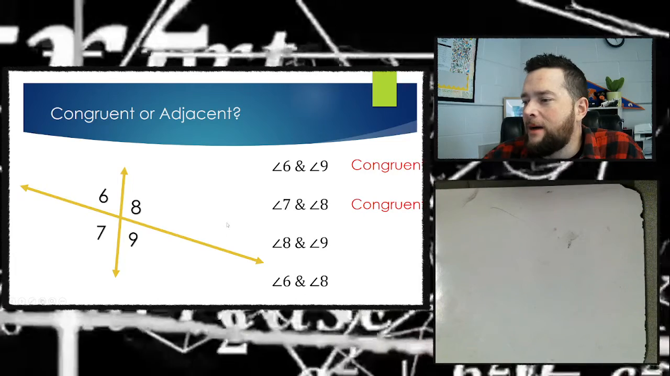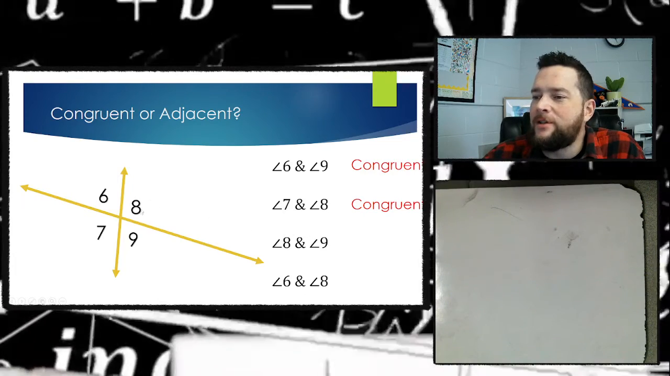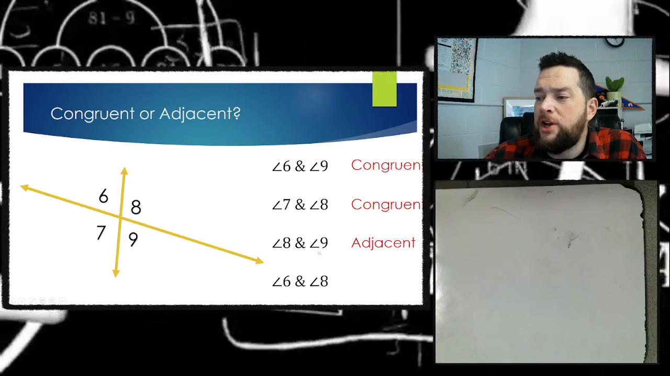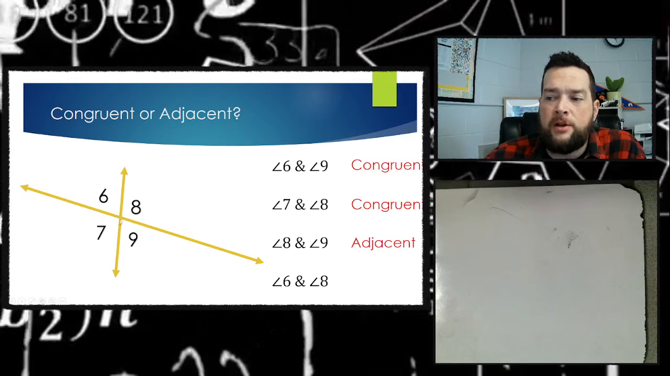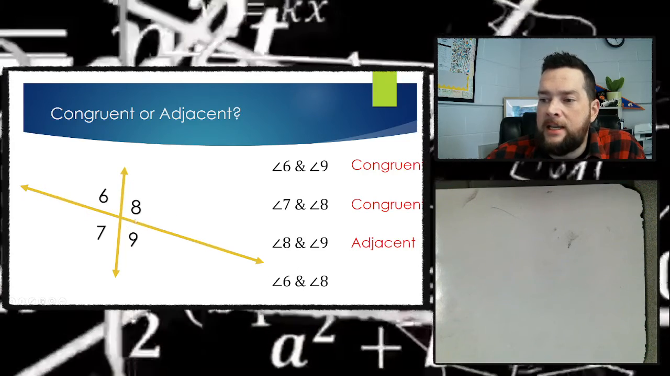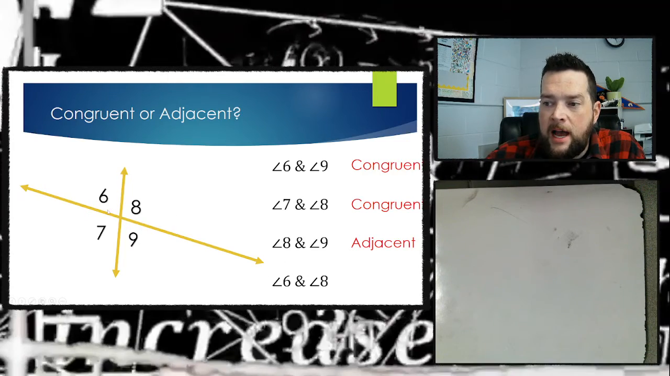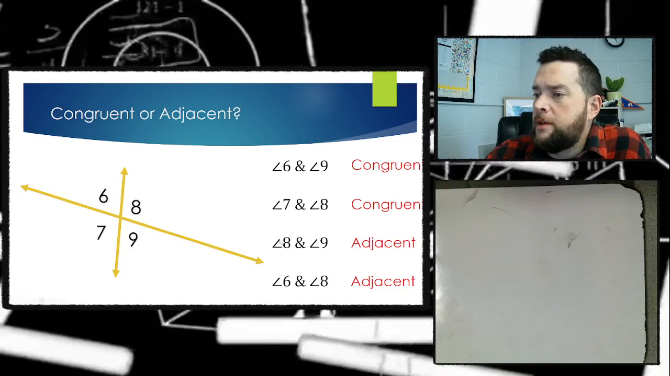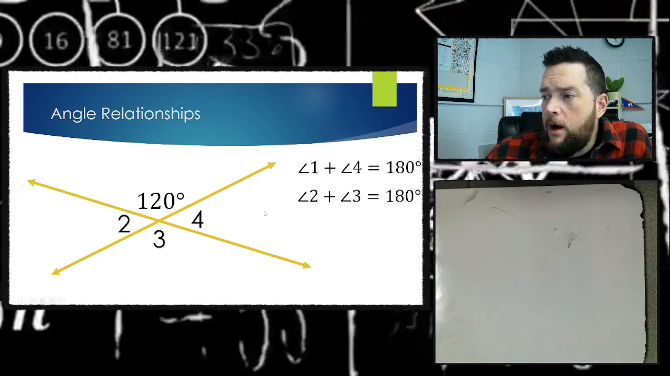All right, then we got angles 8 and 9 right here. They are adjacent to one another because they're next to each other. They share a side, they share a common vertex. And 6 and 8, they share a side and a common vertex, so they're also adjacent. All right, so check your answers with that. All right, let's move on.